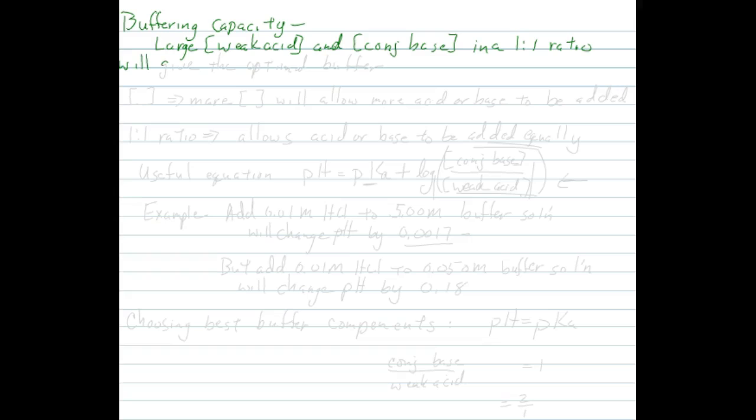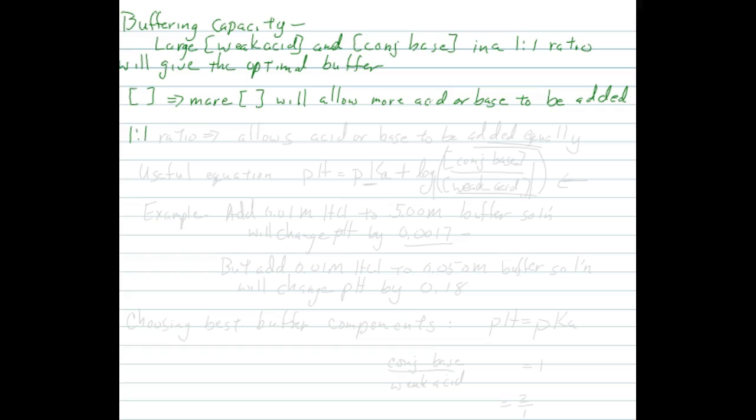This will give you the optimal buffer. Higher concentrations, if you have more concentration of the acid or the base, will allow more acid or base, strong acid or strong base, to be added to your solution without using up all of the conjugate acid or the weak base and getting to a regular adding an acid or base to a neutral solution.